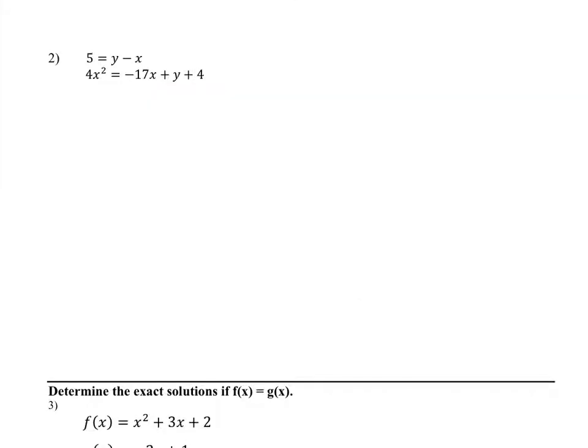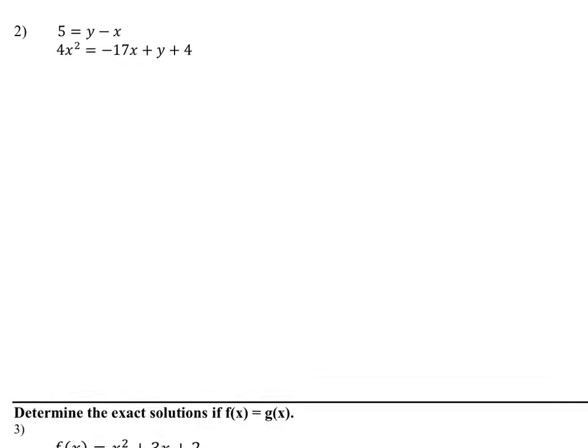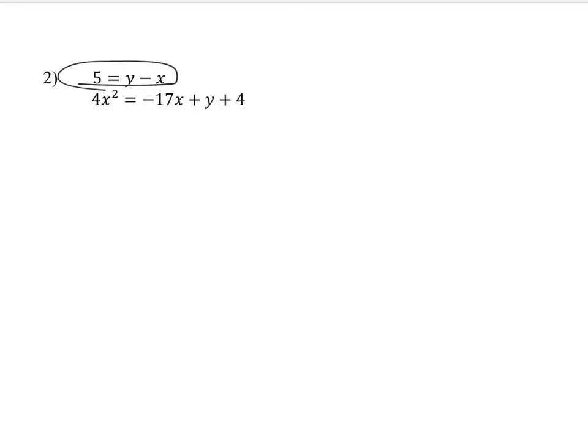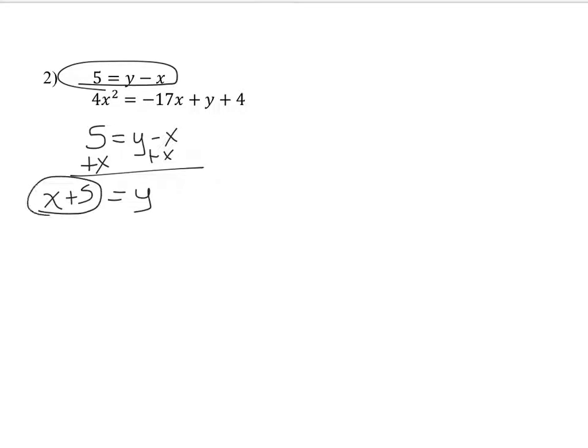All right, so then we have another example of this. Neither one of these is solved for x or y, so you just have to do that. If I want to solve, y seems like the easier one to do here. So I'm going to take this one and solve it for y. So 5 equals y minus x. I'll simply add x. So y equals x plus 5. I'm going to take this and plug it in for y right here.